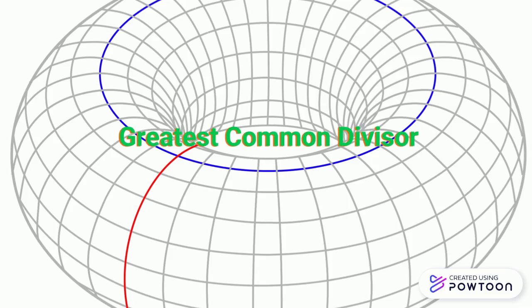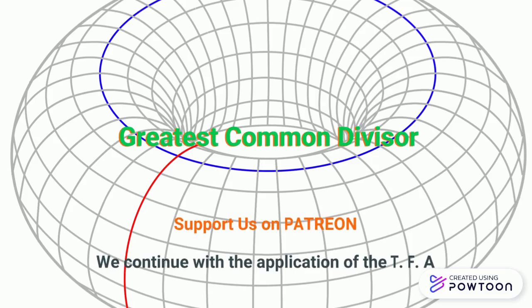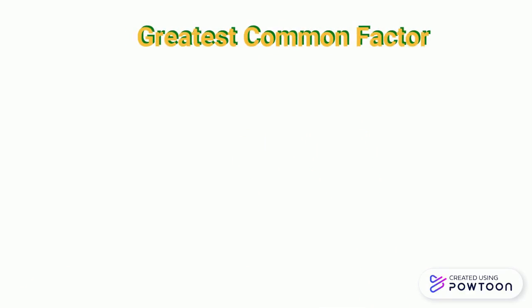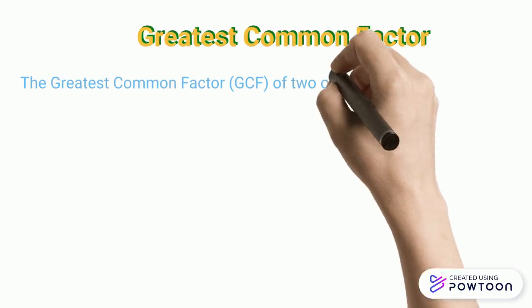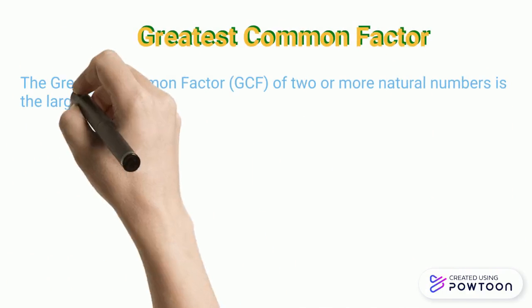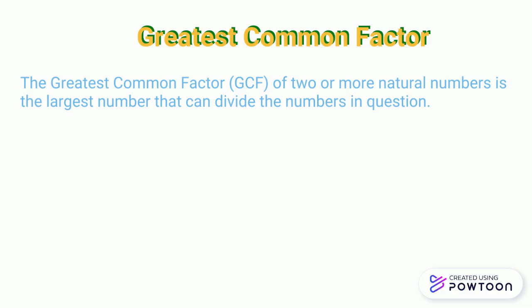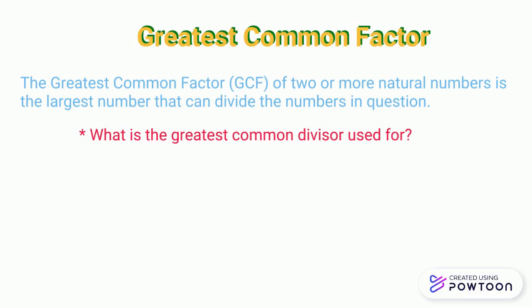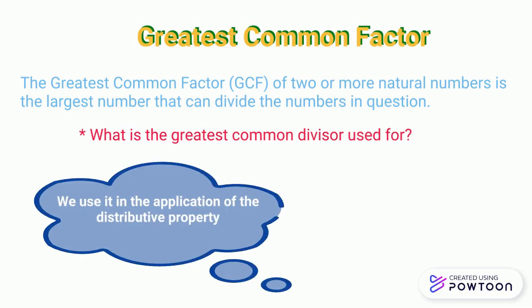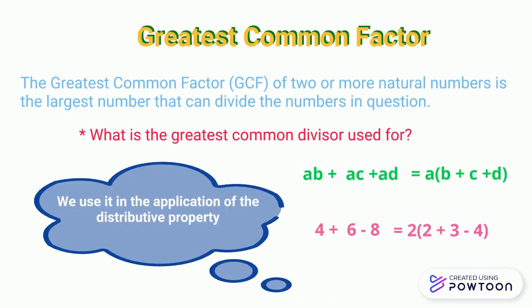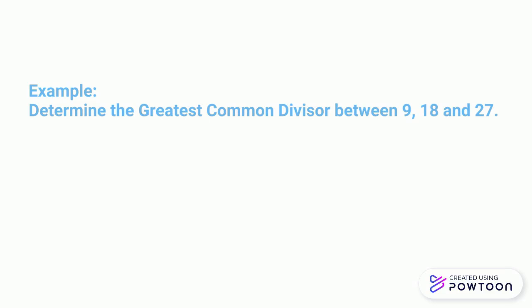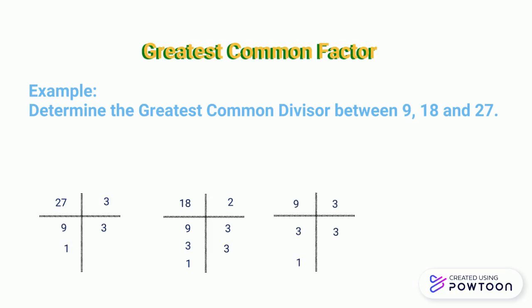Greatest common divisor. We continue with the application of the TFA. The greatest common divisor of two or more natural numbers is the greatest number that can divide the numbers in question. What is the greatest common divisor used for? We use it in the application of the distributive property. We are going to determine the greatest common divisor between 9, 18, and 27.